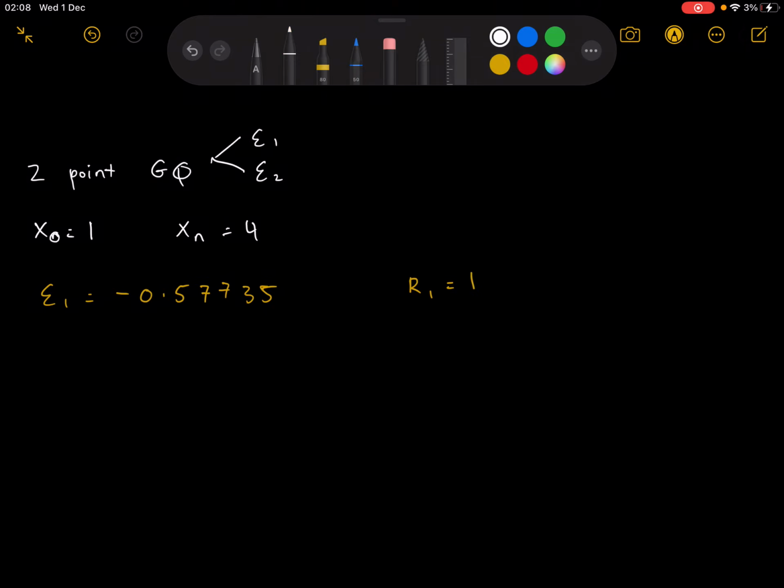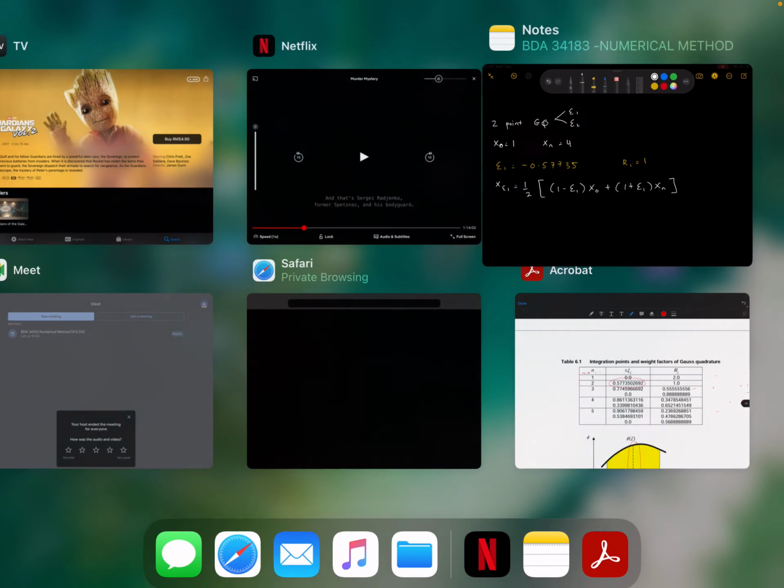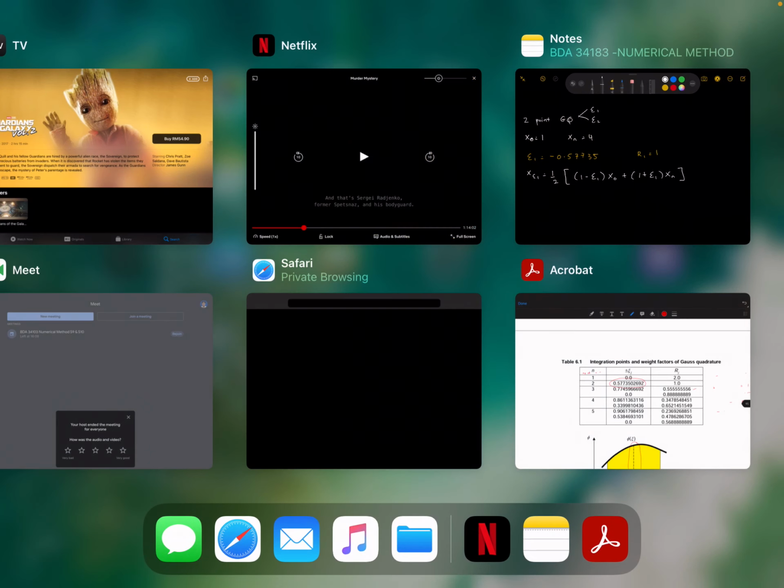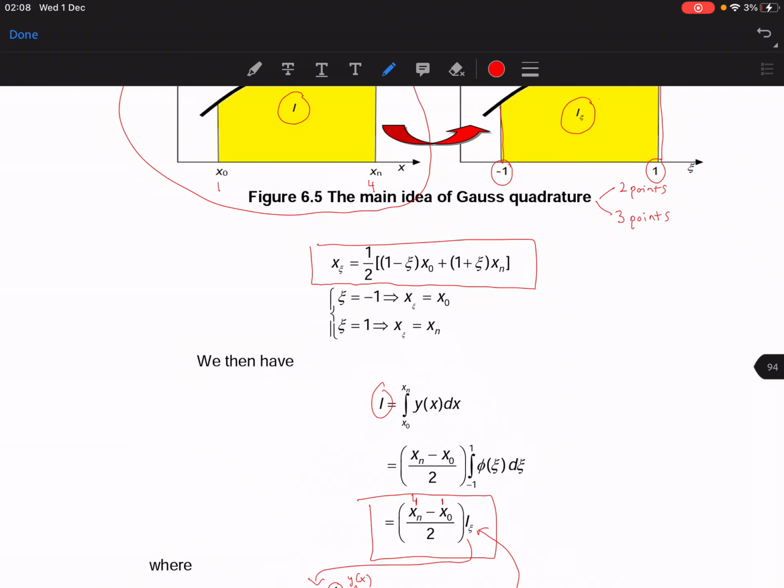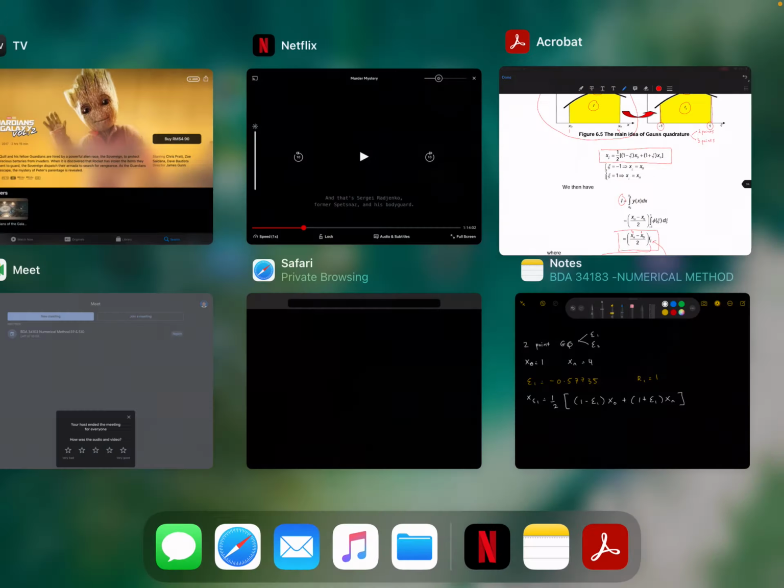Thus, x zeta 1 is equals to half, 1 minus zeta 1 x0 plus 1 plus zeta 1 xn. Where do I get this equation? It is basically from here.